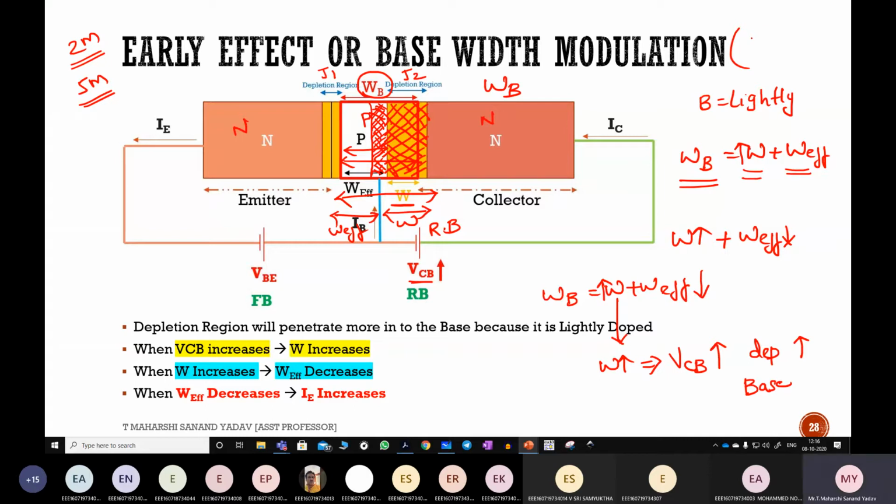Guys, is this common base or common emitter for which we are dealing? Common base. This is for common base. So early effect: as VCB is increasing, W will increase. As W increases, W effective will decrease. If W effective decreases, what is happening to IE? Why is it increasing? Why not decrease?